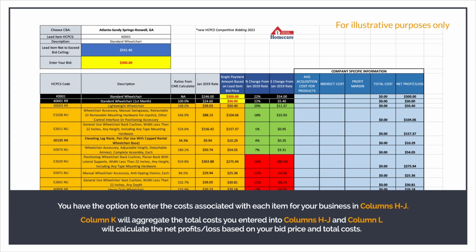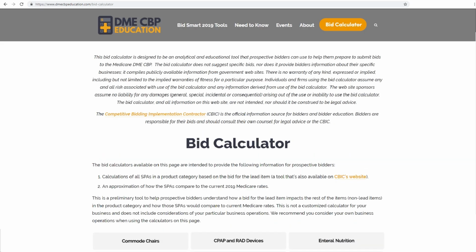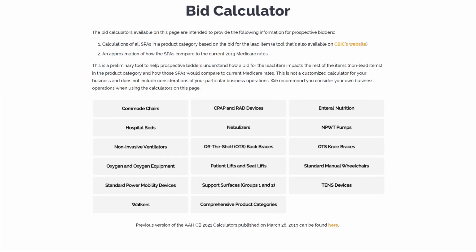8. You have the option to enter the costs associated with each item for your business in columns H through J. Please note that the CBP SPAs will essentially become the rate in the non-CBAs, and the SPA plus 10% will be the rates in rural areas.